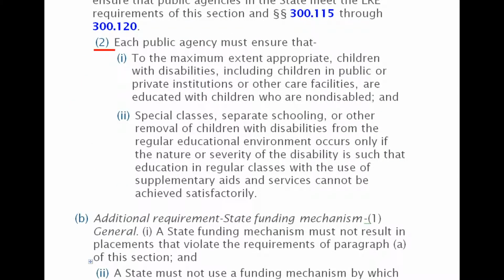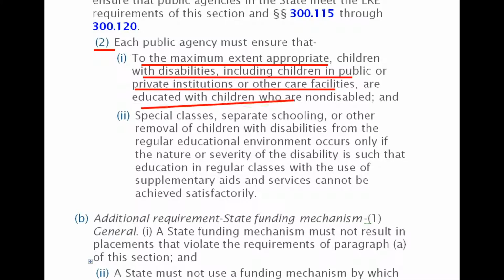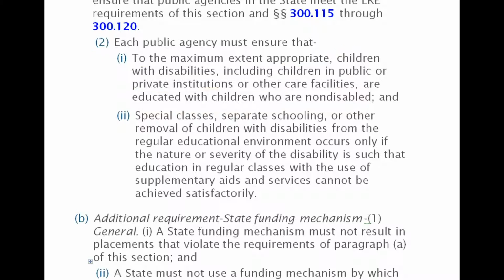Section 2 is really the meat of the federal regulation, and it talks about to the maximum extent appropriate, children with disabilities, including children in public or private institutions or other care facilities, are educated with children who are non-disabled. A key word here is appropriate. You want the setting to be appropriate. You don't want your child in a regular classroom setting where they can't learn. So keep that in mind when you're deciding least restrictive environment.